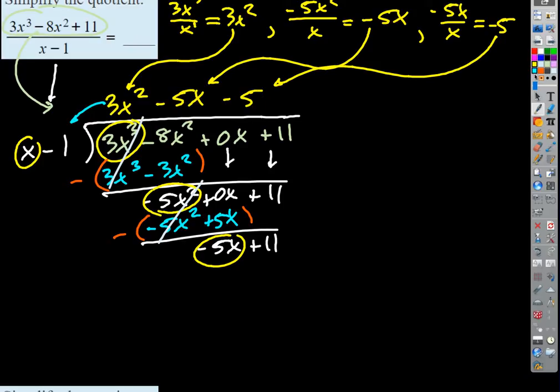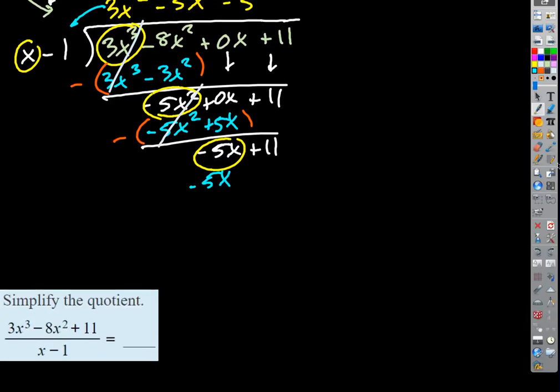If I distribute that through, negative 5 times x is negative 5x. Negative 5 times negative 1 is plus 5. And now I'm going to subtract. And what do I get? Well, x cancels. 11 minus 5 is 6, and I'm done, right? Because now I can't divide x into 6 anymore. So what must that be? The remainder. Okay, what does the remainder do? It's what remains over the denominator, right?